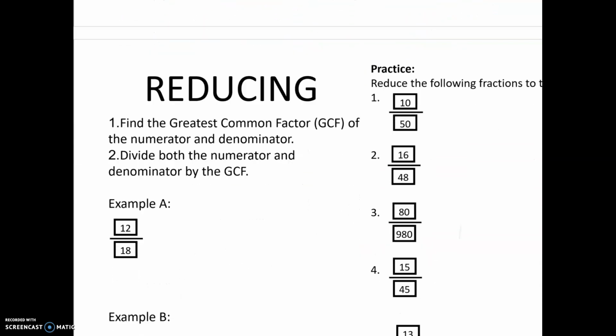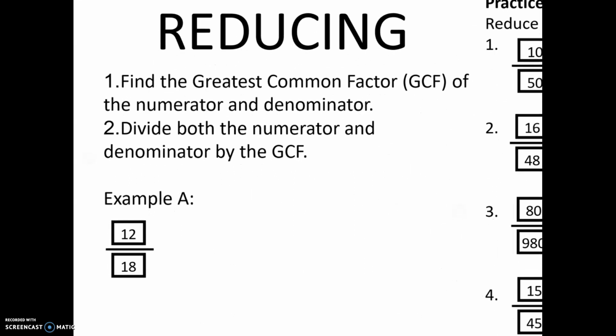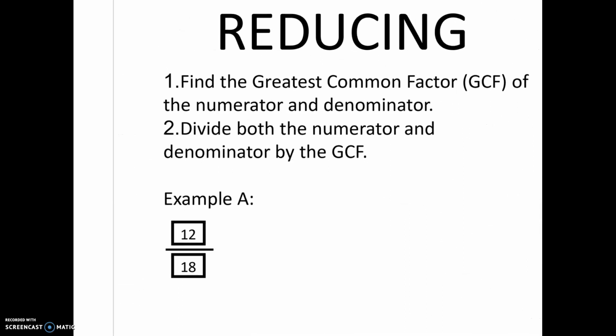Heading on, now we're looking at the reducing part. It's sort of a big process and there's lots of steps involved here. Very important though that we're making sure that we're following along and taking notes in your notebook. When we reduce a fraction, step 1 is to find the greatest common factor of each the numerator and the denominator. Then step 2 is divide both the numerator and denominator by that GCF.